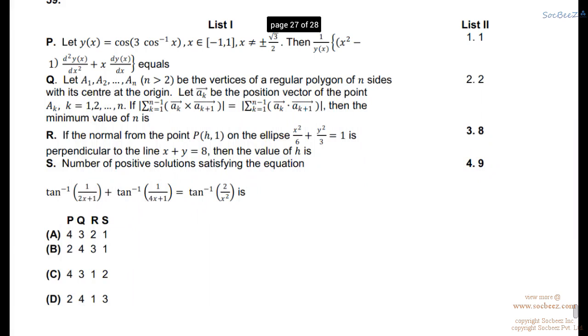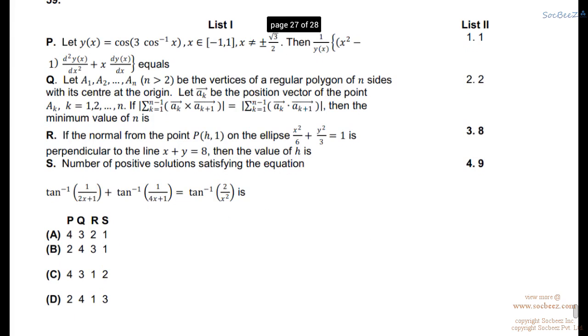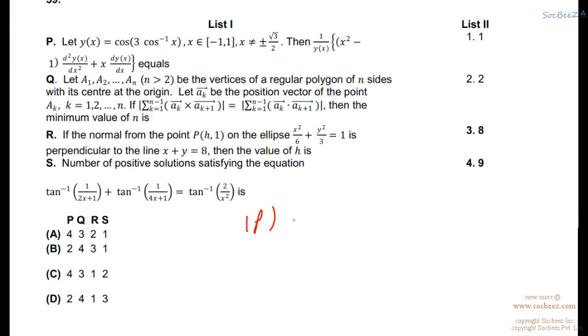Okay, so let's see another question. Question says, let y(x) equals cos(3 cos inverse x), x belonging to [-1, 1], x is not equal to plus minus root 3 by 2. Then (1/y(x)) into ((x square minus 1) d2y/dx square plus x dy/dx) equals.